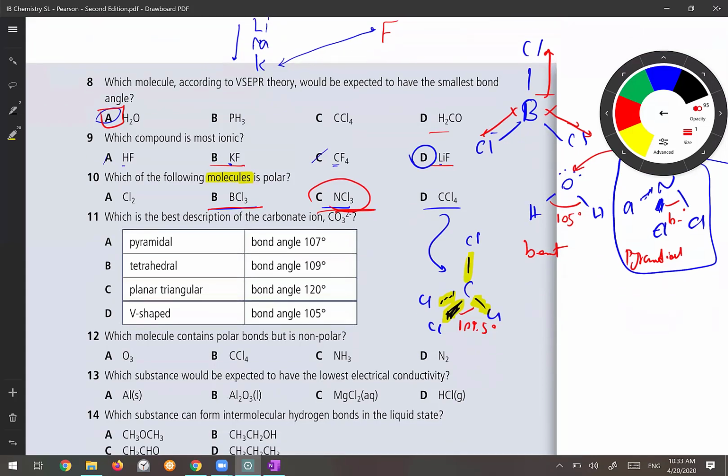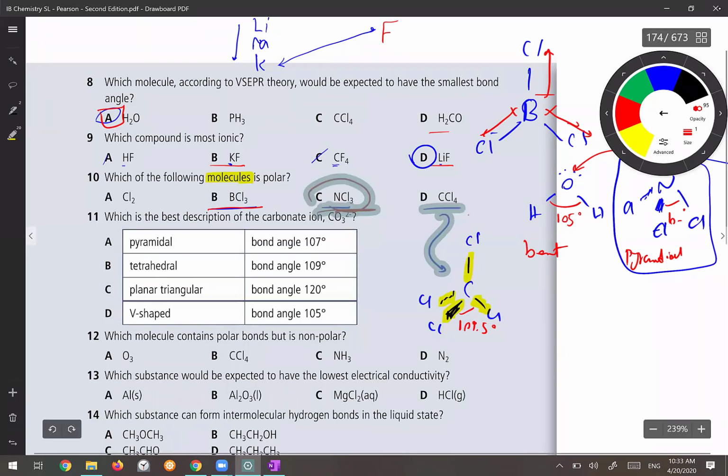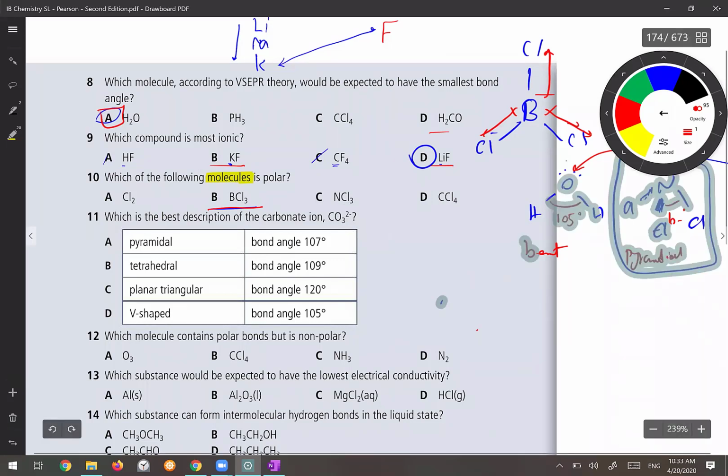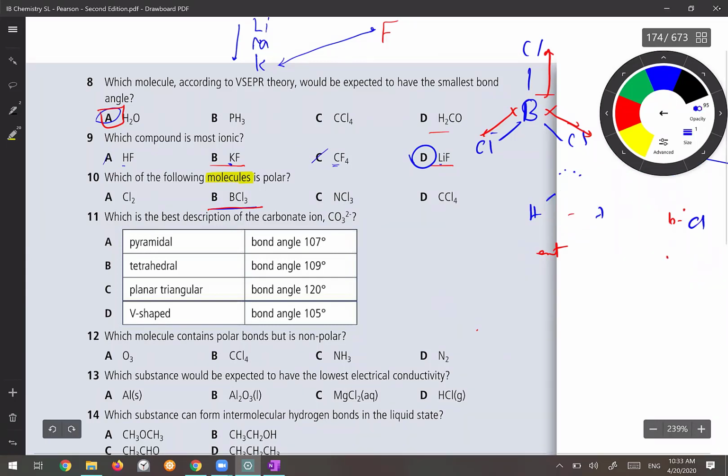Okay, question number 11 says, which is the best description of the carbonate ion, CO3 2 minus? So you have to draw the Lewis structure to know that. Let's draw it very fast here. For the total valence electrons, carbon is 4 and 3 oxygens is 3 times 6. You have a 2 minus charge, so we add 2 electrons here.